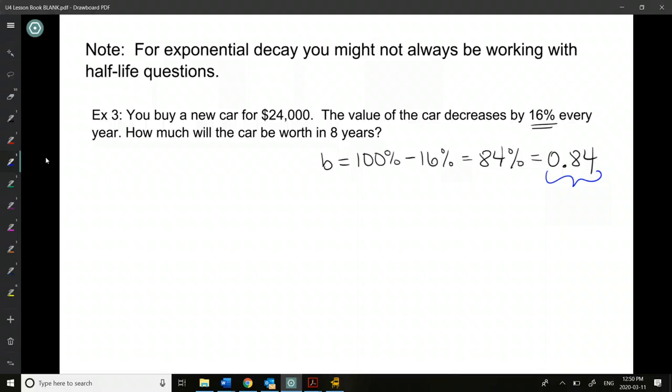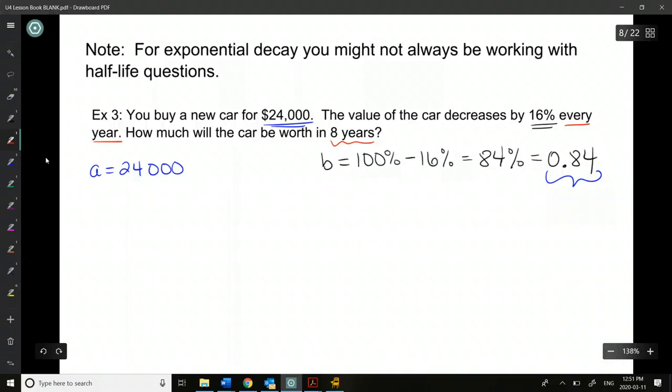If your value is greater than 1, that's growth. So between 0 and 1, we know that this is going to be decreasing and it is a decay factor. Okay, so you buy a new car for $24,000, that's its present value or initial value. It's decreasing by 16% each year, which means 84% of its value remains. How much will the car be worth in 8 years?